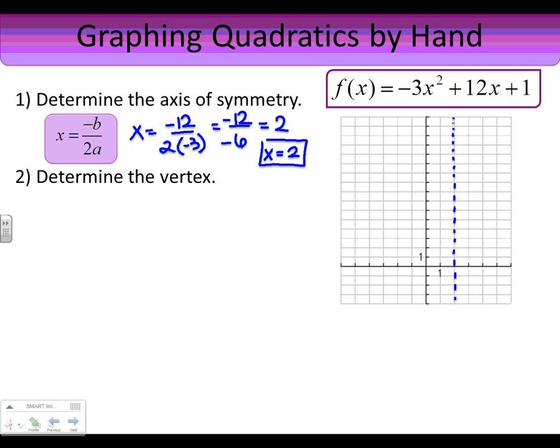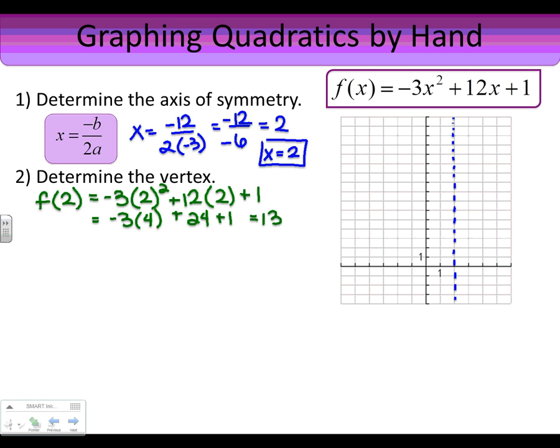So what we're going to do is plug 2 into our function. If we plug in 2 for x, we can solve and figure out what y is. That'll be negative 3 times 4 plus 24 plus 1, which is equal to 13. So our vertex is at 2, 13, right there on our axis of symmetry. So we got our vertex. That's our most important point of our parabola.